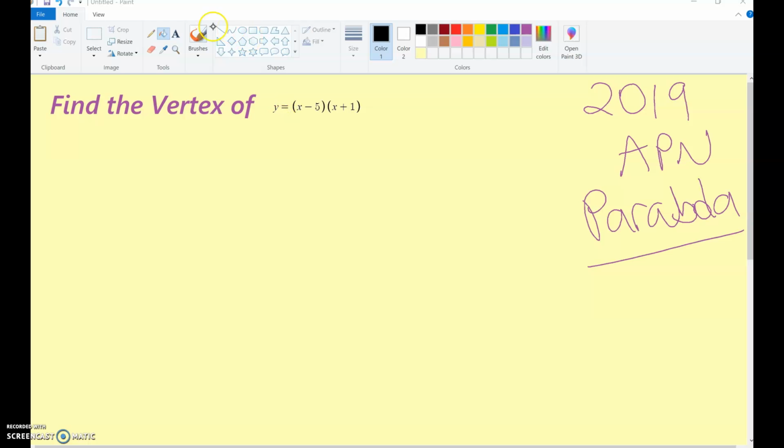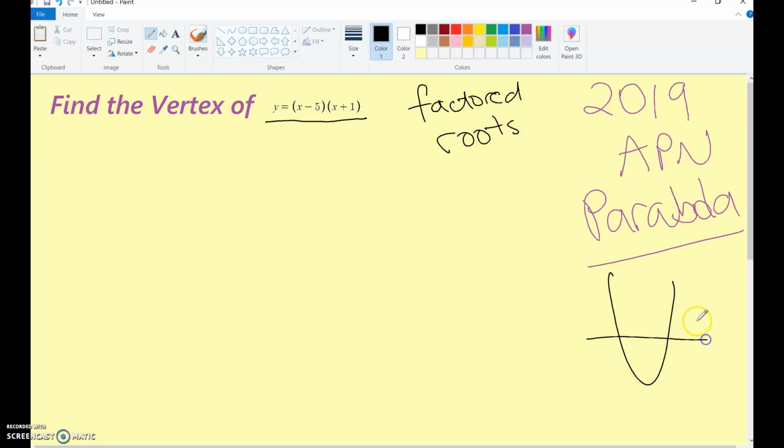Okay, how do we find the vertex of this? Now that's in factored form, and so we can actually see the roots. What I'm looking at is the fact that either x plus 1 equals 0 or x minus 5 equals 0. So I can see from this that negative 1 and 5 will be where it cuts the x-axis.